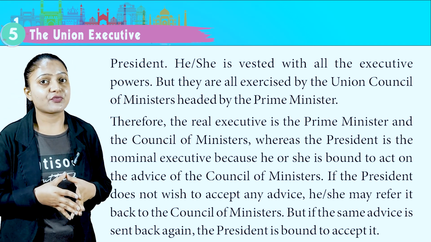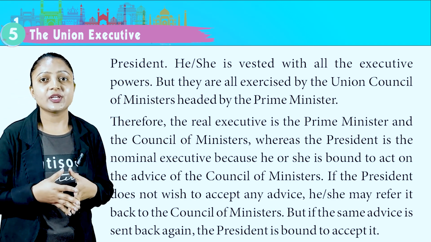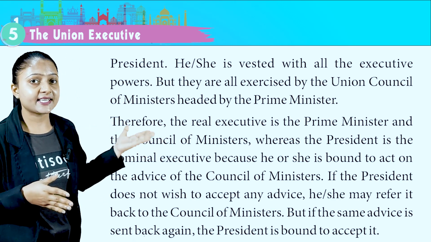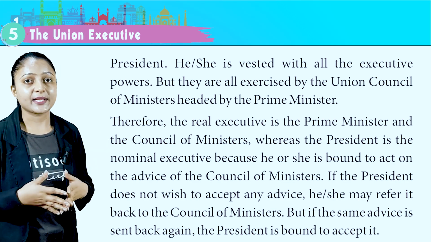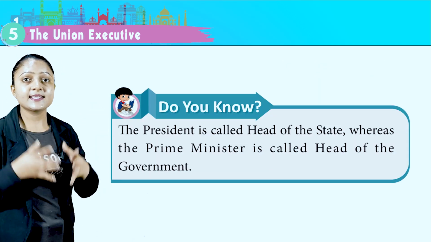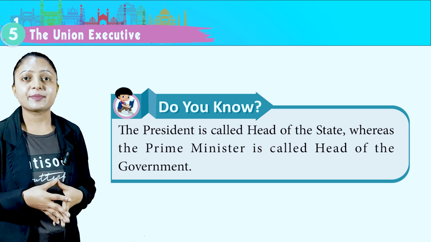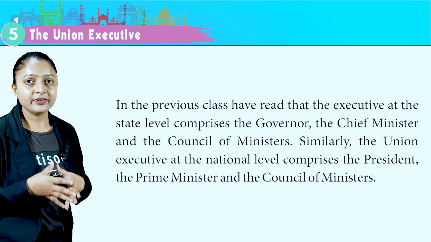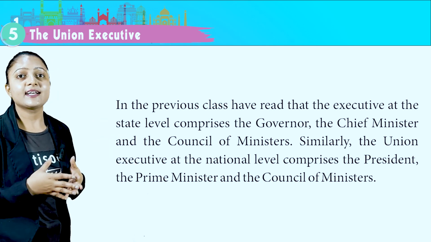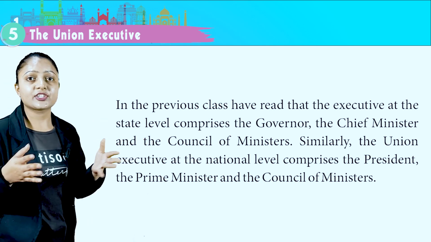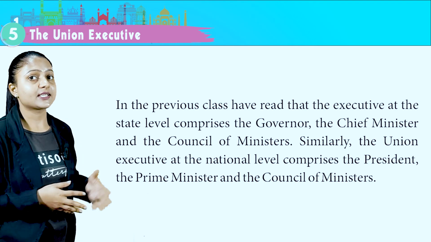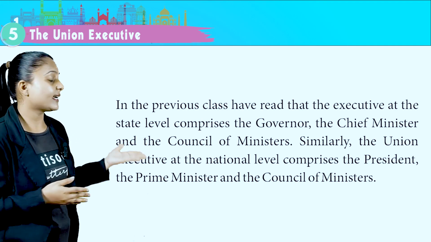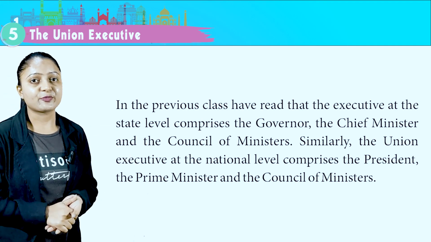If the President does not wish to accept any advice, she may refer it back to the Council of Ministers. But if the same advice is sent back again, the President is bound to accept it. Do you know, the President is called head of the state, whereas the Prime Minister is called head of the government. In the previous class, have we read that the executive at the state level comprises the governor, the chief minister and the Council of Ministers. Similarly, the Union Executive at the national level comprises the President, the Prime Minister and the Council of Ministers.